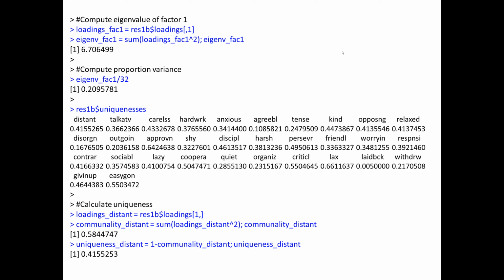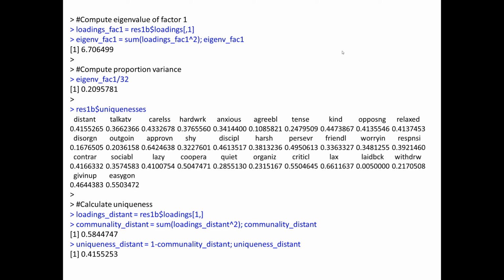So on this slide are the computations to evaluate the proportion of the variance explained by the first factor. As I said before, from the SS loadings, the value 6.706 is divided by the number of variables to get the proportion of the variance, which then is about 21%. So that's straightforward. In addition, we can look at the uniqueness of each variable.